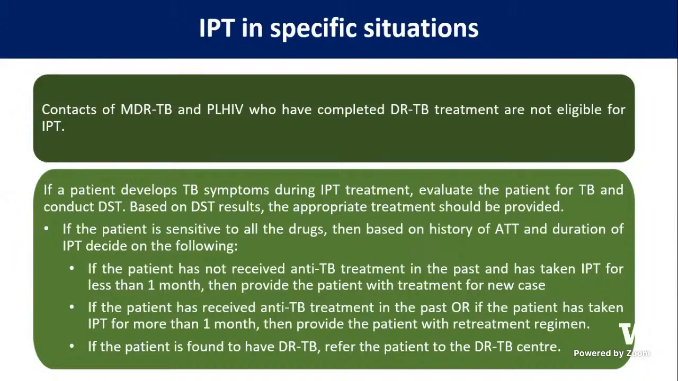Now, if the patient is sensitive to all the drugs, based on the history of ATT and duration, what we are saying is if a patient has taken TB treatment in the past and has taken IPT for less than a month, then provide the patient with treatment as a new case for IPT. It's not for TB, for IPT. Now, if the patient has received anti-TB treatment in the past, or has taken IPT for more than 1 month, then provide the patient with a retreatment regimen. If the patient is found to have DR-TB, refer the patient to a DR-TB center.